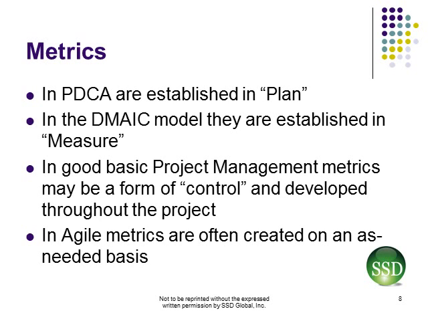Effective metrics are established in different places in the various models. For example, in the PDCA, they are generally established in Plan of the Plan, Do, Check, Act. In the DMAIC model, these effective metrics are generally established in Measure: Define, Measure, Analyze, Improve, and Control. In good basic project management, metrics may be a form of control and developed throughout the project. Finally, in Agile, metrics are often created on an as-needed basis.